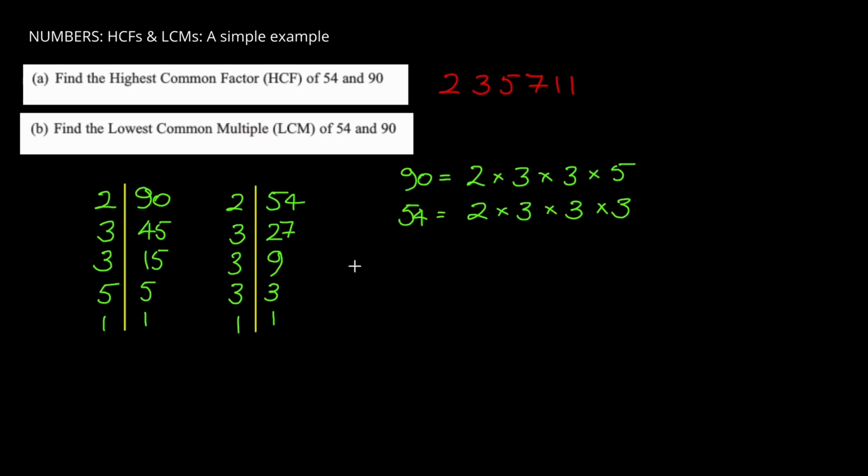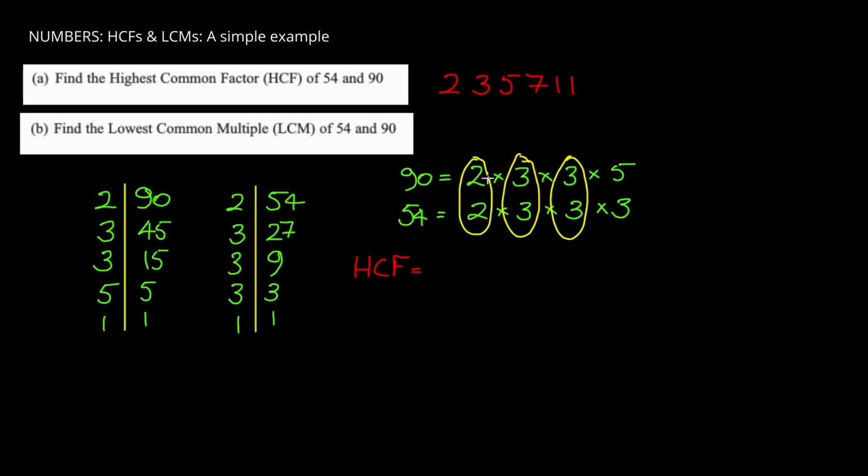So first of all, let's find the HCF. Now just think about what the name suggests, the highest common factor. These are the factors of 90. These are the factors of 54. Which ones are common? Well, this first 2 is common to both, so we can ring them as a pair. This 3 is also common. We can ring this pair. The other 3 here, we can ring. Now, there are no more common factors.